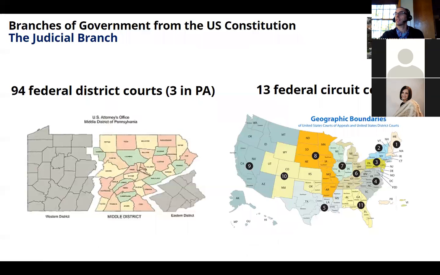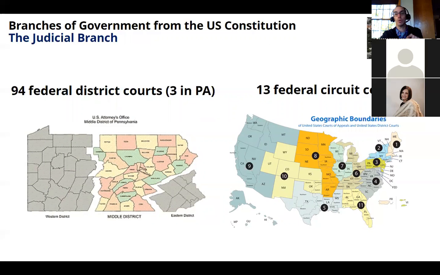All right, let's talk about the judicial branch. At the top right, we have the Supreme Court building. The Supreme Court is the pinnacle of the judicial system, if it's a pyramid. Underneath that is a system of 94 federal district courts. Pennsylvania has 3 separate district courts. There's 13 federal circuit courts. And there are lots of courts across the country that are federal systems. So there's a whole system of courts underneath the Supreme Court.